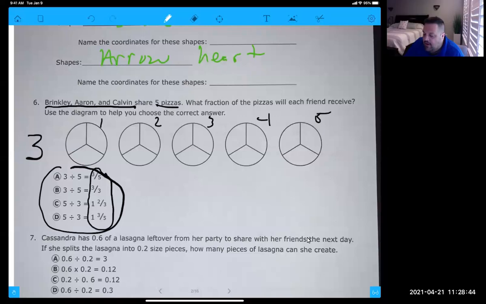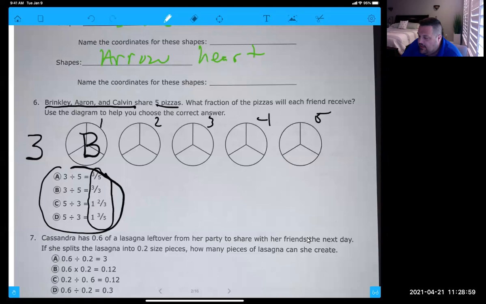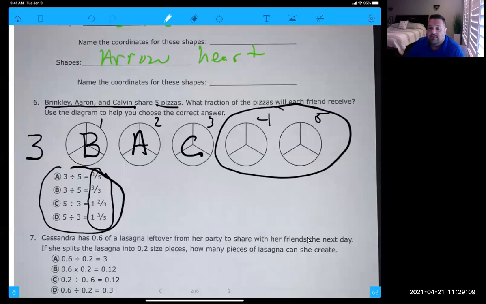Some of them are less than 1 and some are more. If I was going to break up these pizzas, there's only 3 people and 5 pizzas. So is each person going to get at least 1 pizza? Yes, right? Let's say Brinkley gets this pizza, Aaron gets this pizza, and Calvin gets this one. So the answer is going to be at least 1, right? Mm-hmm. Because then we have to break up these 2 pizzas among the 3 friends.